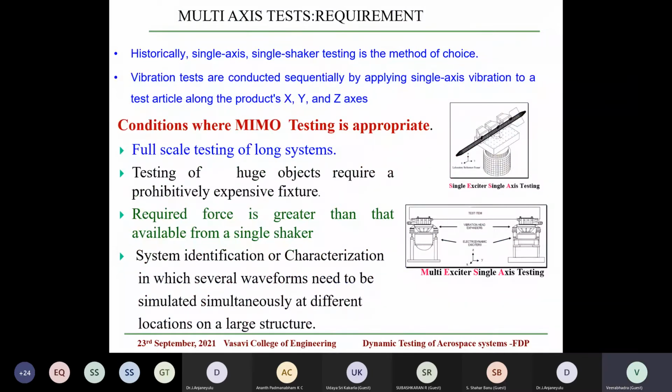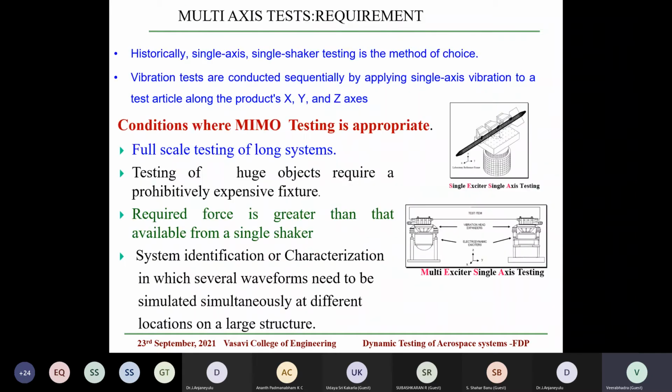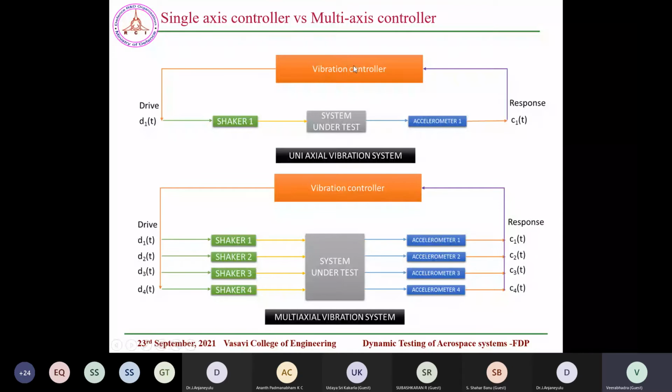Multi-axis, this I already dwelt upon. So the difference between single axis and multi-axis system lies in the controller basically. In single axis, the controller generates a drive and gives it to the shaker and the system is fed back, and this is again in closed loop.